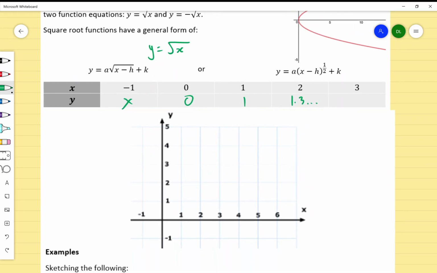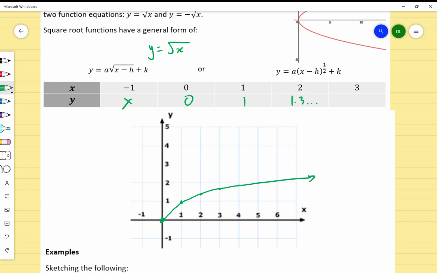Let's put this into our graph. We know that it starts at x equals 0, y equals 0, goes up to this point, and then as I keep going, it'll slow down but still increase. So my function ultimately looks something like this. It's just a sideways parabola.